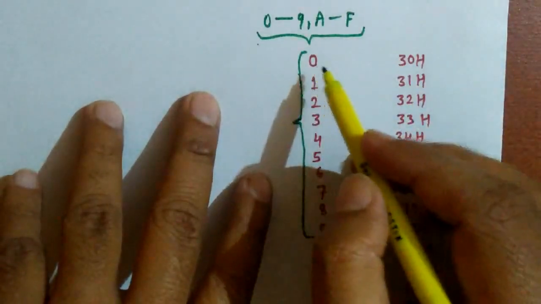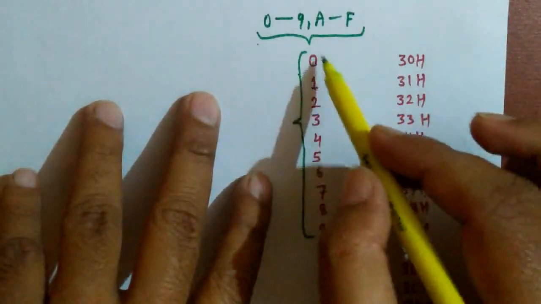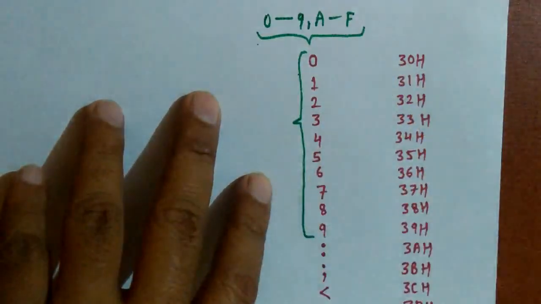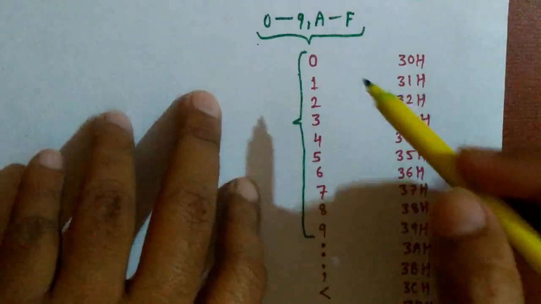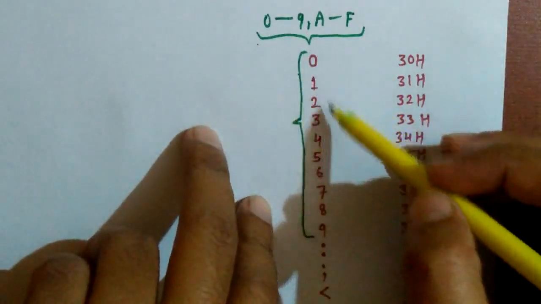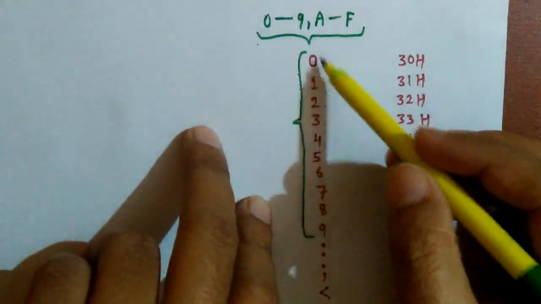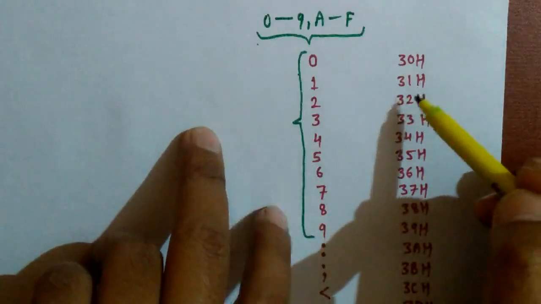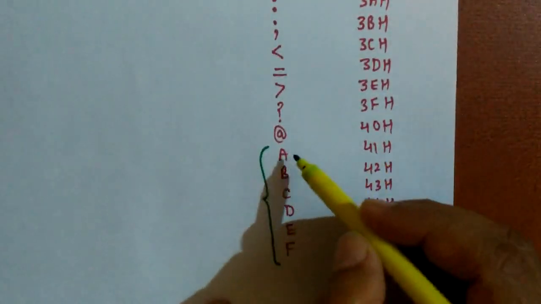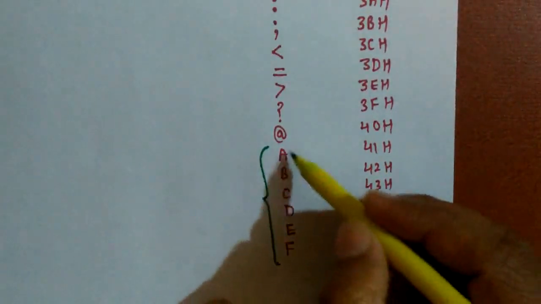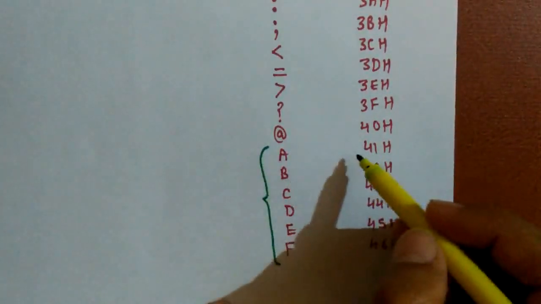If you add 30, then you get 30H. For 0 the code is 30H, for 1 the code is 31H, similarly for 9 the code is 39H. That means in order to get the ASCII code of these numbers, we simply add 30 to them. And similarly, in order to get the ASCII code of A to F, we will have to add 37 here.